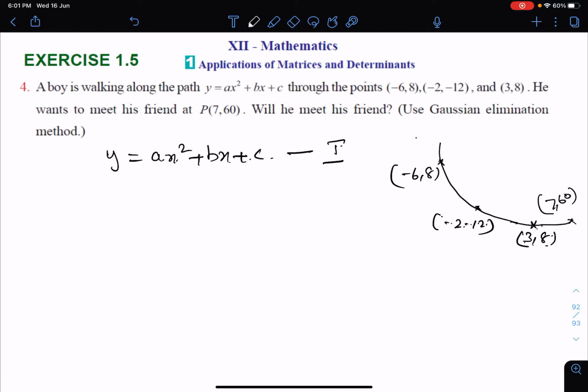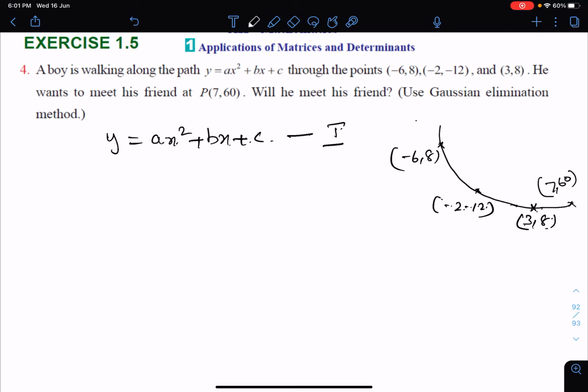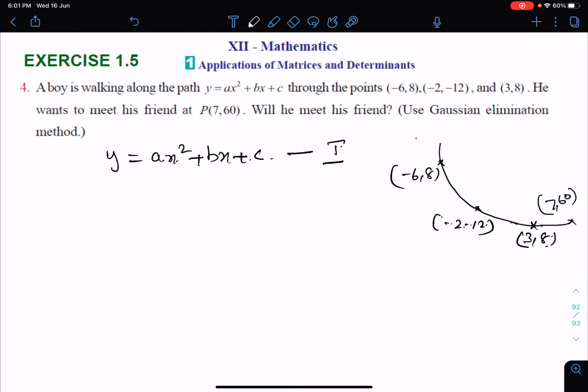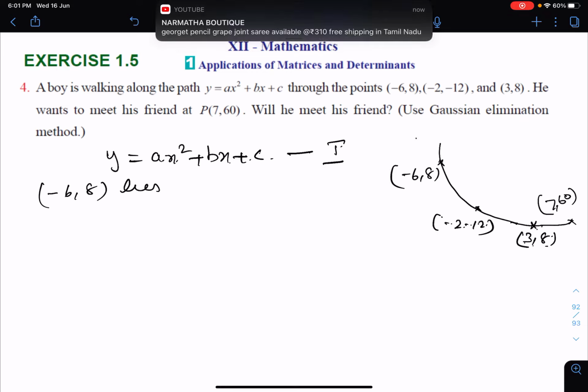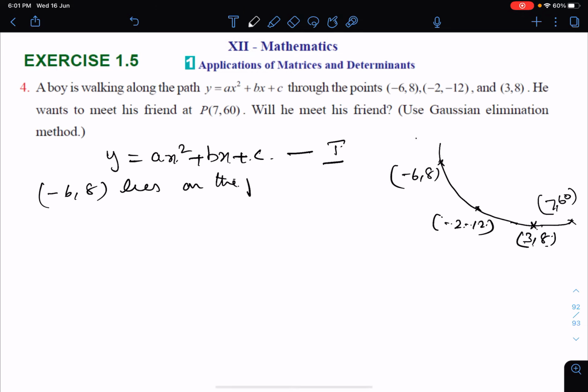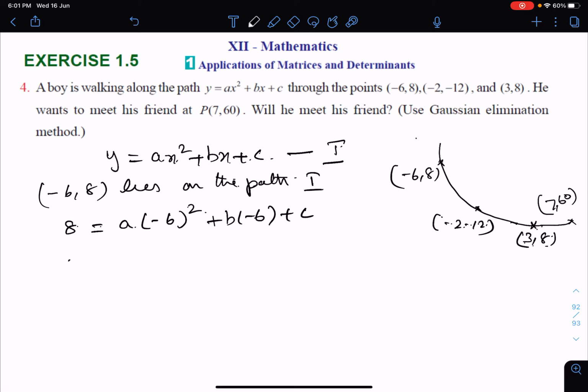You are going to find your A, B and C using the Gaussian elimination method. So we have to substitute one by one. First we'll substitute minus 6, 8. So minus 6, 8 lies on the path 1. Substituting, you get 8 equal to A into minus 6 the whole square plus B into minus 6 plus C. After reducing, this will be 36A minus 6B plus C equal to 8.